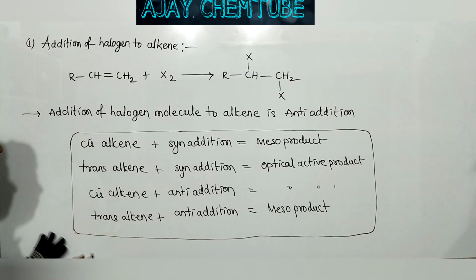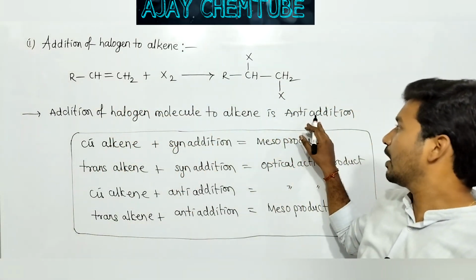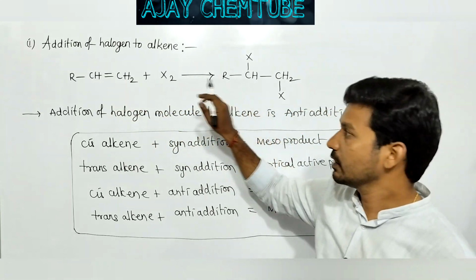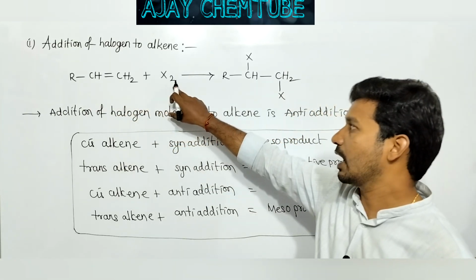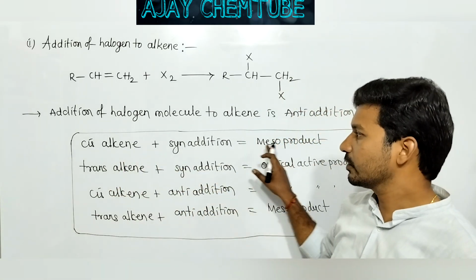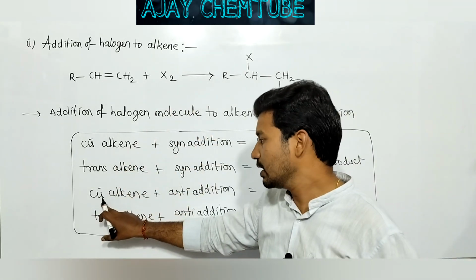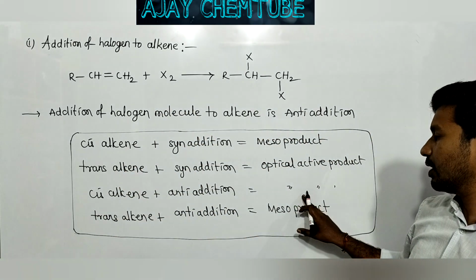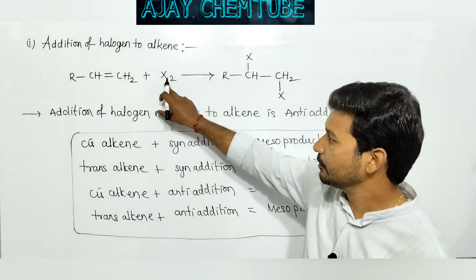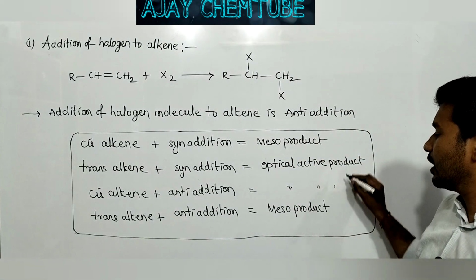If they ask a question: if the alkene is cis, we know halogen addition is anti, so cis alkene with anti addition gives optically active product. If it is trans, anti gives meso. If the alkene is cis, syn addition gives meso. If the alkene is trans, syn addition gives optically active. Halogen is always anti-addition. So if the alkene is trans, anti-addition gives meso product, optically inactive.